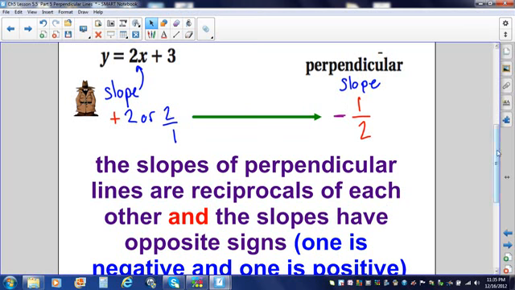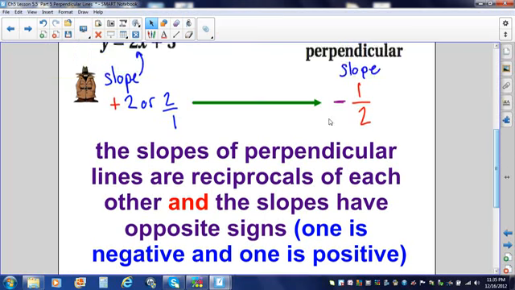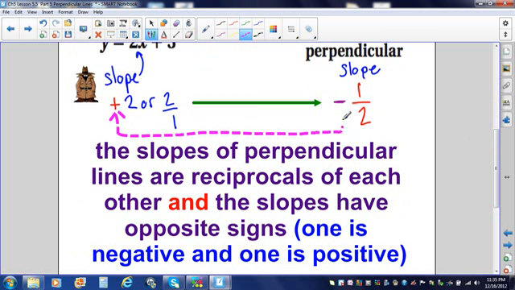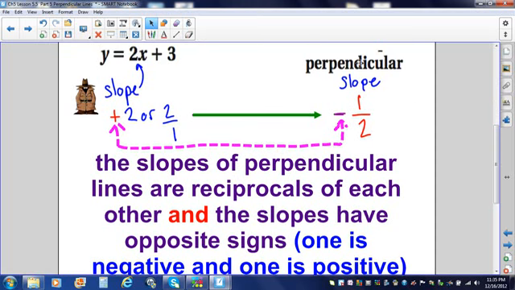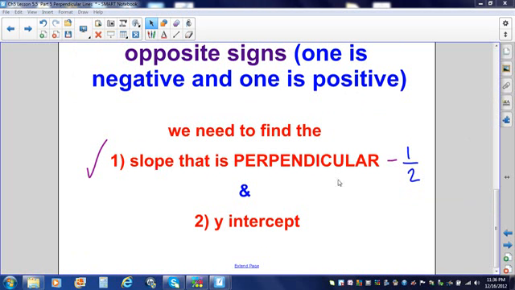Don't forget that perpendicular lines have slopes with opposite signs. Opposite signs. The original slope was positive, so we have an opposite sign. The opposite of a positive is a negative. That's with perpendicular slopes. One will be positive, one will be negative, and they are reciprocals of each other. So the perpendicular slope is going to be negative 1/2. So we found the slope that's perpendicular to be negative 1/2.